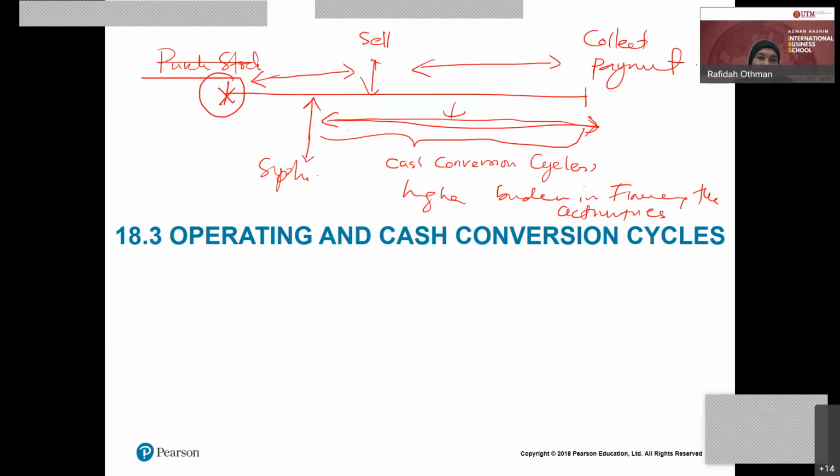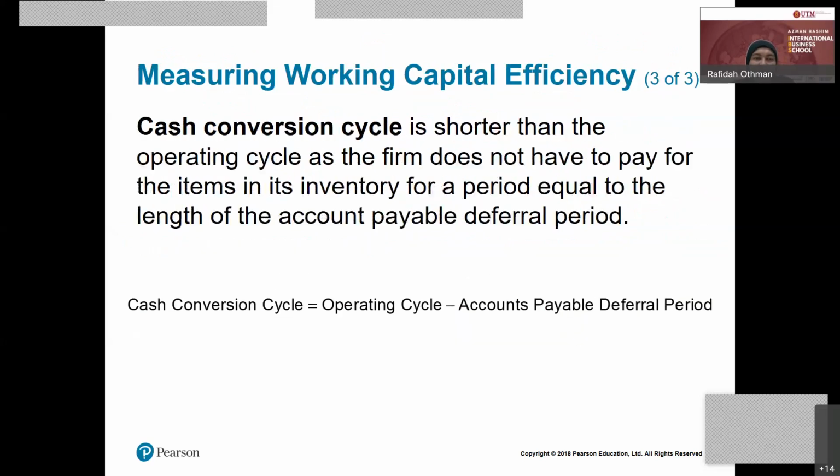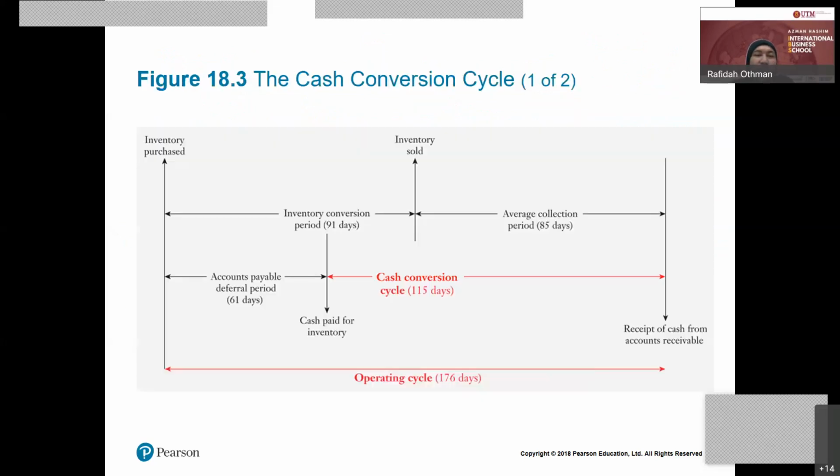Okay, so let's see. The operating cycle. Okay, so these are all the explanation of the term. Let's look at this period. For instance, this is 1/01/2021. So this is the day when you purchase your inventory, and this is when you sell your inventory. So this is what we call the inventory conversion period, 91 days.